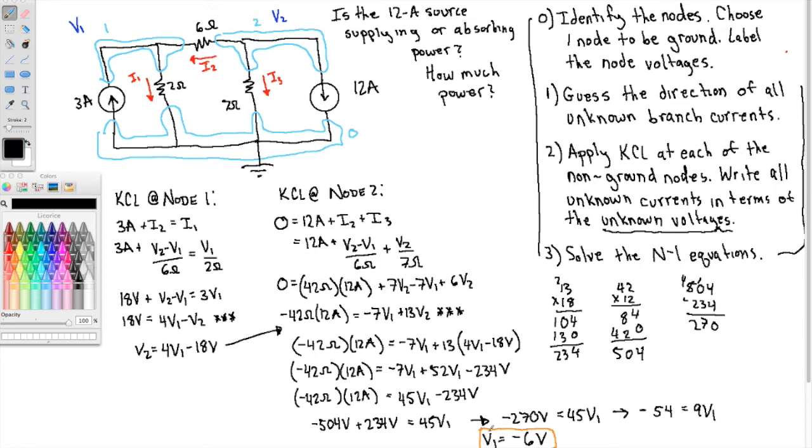Alright, and now if I want V2, remember this equation here? V2 is equal to 4 times V1, which is minus 6 volts, minus 18 volts. So V2 is minus 24 volts, minus 18 volts, okay, minus 42 volts. V2.